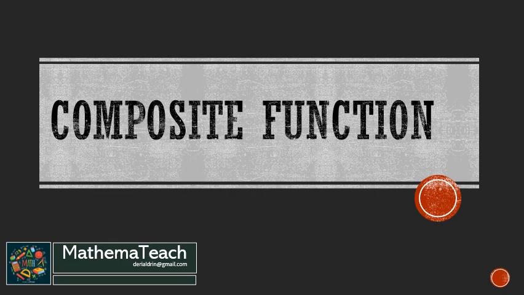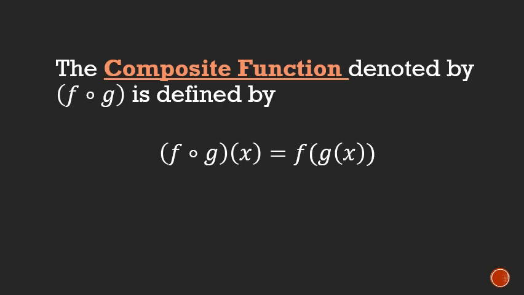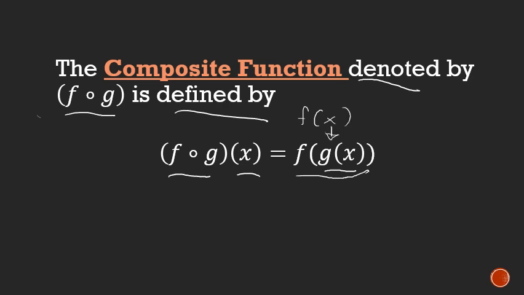Now we're going to discuss the composite function. Say the composite function denoted by f circle g is defined by f circle g of x equals f of g of x. Here, in this expression, the value of the x in the f of x function will be the g of x. Let's try some examples to illustrate this definition of the composite function.